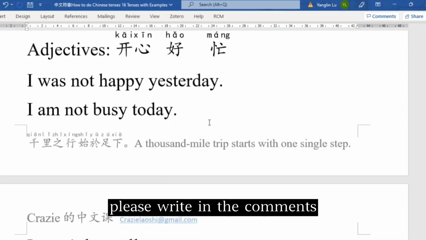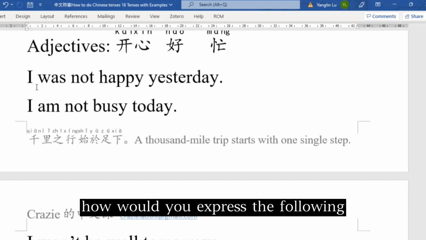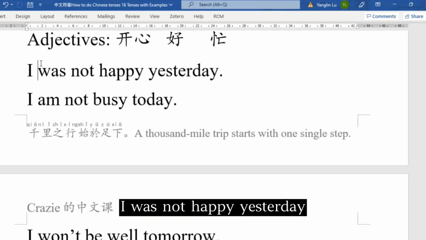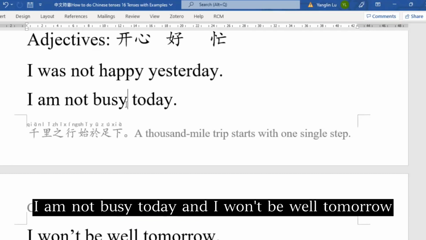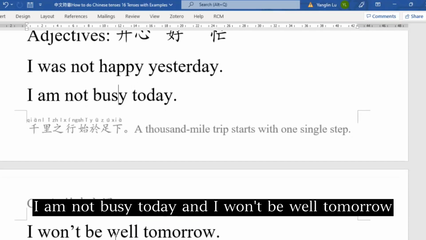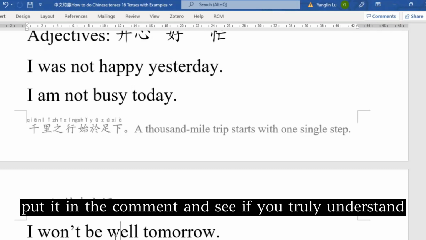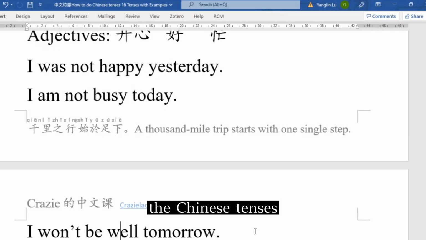So this is for you. Okay, please write in the comment. How would you express the following? I was not happy yesterday. I am not busy today, and I won't be well tomorrow. Okay? Put it in the comment and see if you truly understand the Chinese tenses.